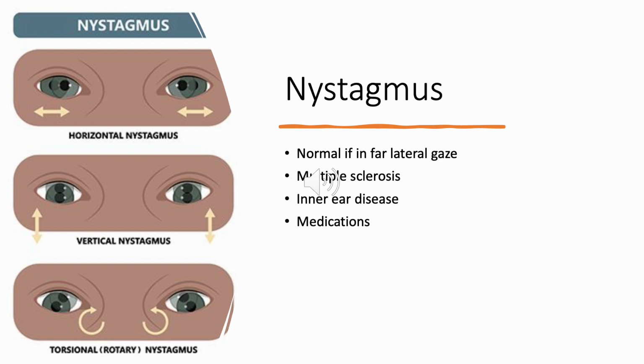Nystagmus is an involuntary movement of the eyes. Now, if somebody has nystagmus on a far lateral gaze, like when you're doing the extraocular muscles, that's normal. But if they have nystagmus without looking in the far lateral gaze, then that is abnormal. It's involuntary. The eyes can move sideways, up and down, or they can be moving around and around. It could be because of diseases like multiple sclerosis or an inner ear disease. It could be due to medications as well, because many medications are damaging to the inner ear. We'll talk about that later.